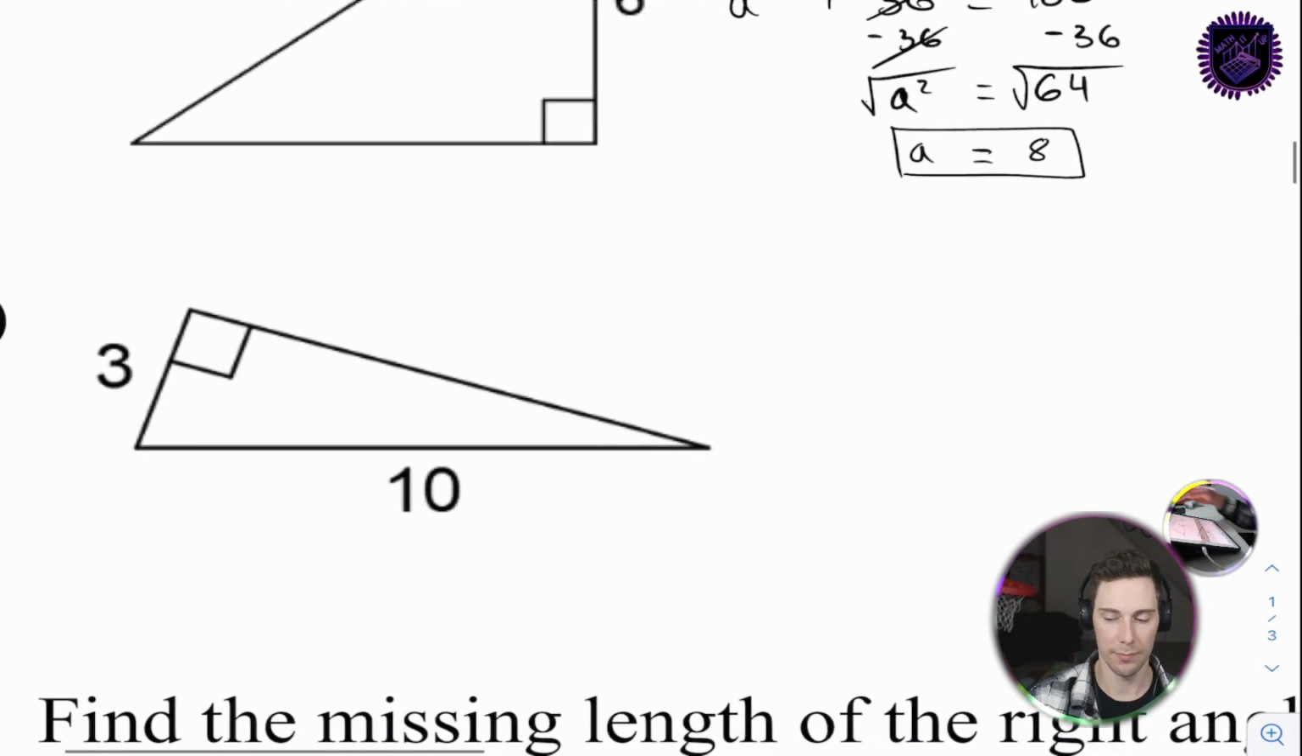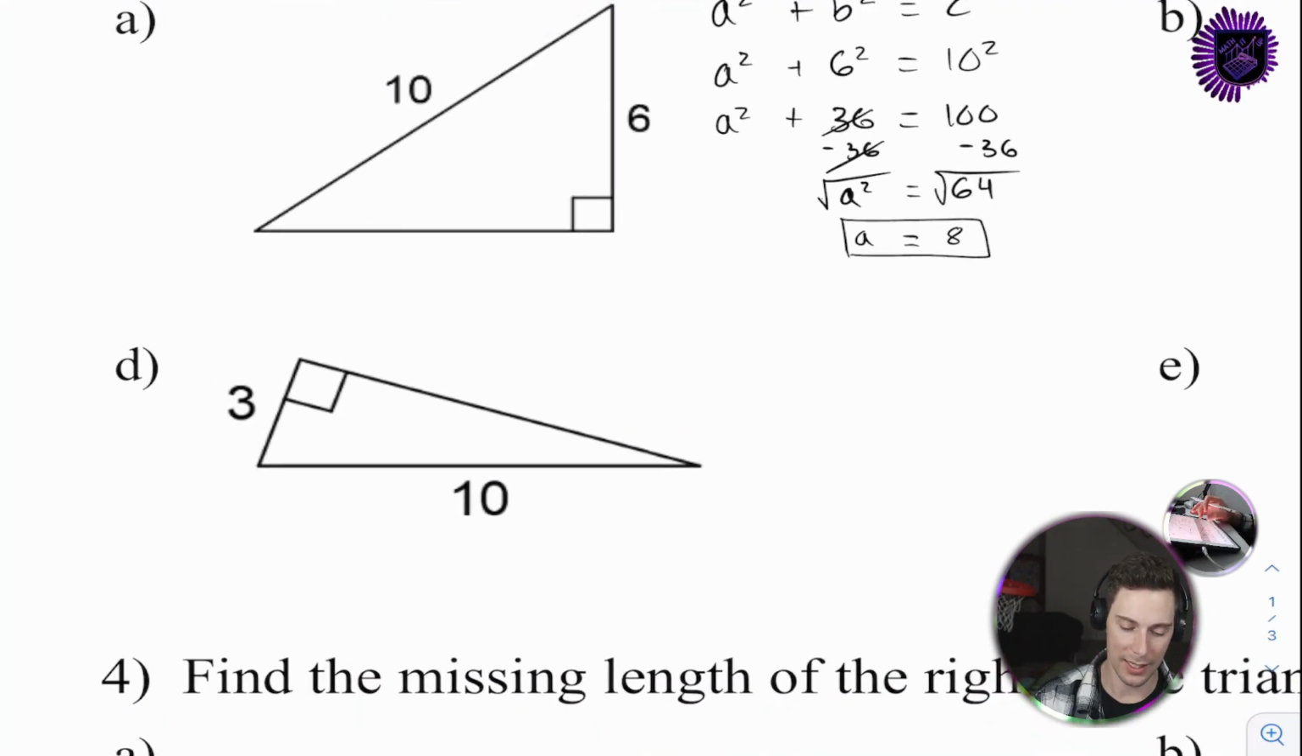All right. Question 3. Changing it up here. We are doing 3D. Given the hypotenuse, the C, and we're given the B, not the A.